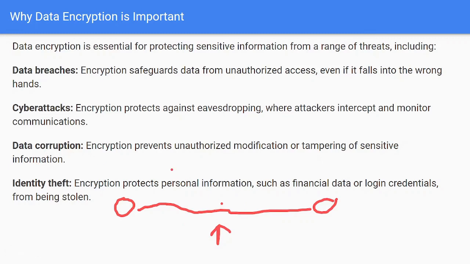The next thing is data corruption. Encryption prevents unauthorized modification or tampering of sensitive information. Let's say, for example, there is a very important code, a code to unlock a bomb, right? If there's a bomb somewhere, there's a code to unlock it and stop it from exploding.